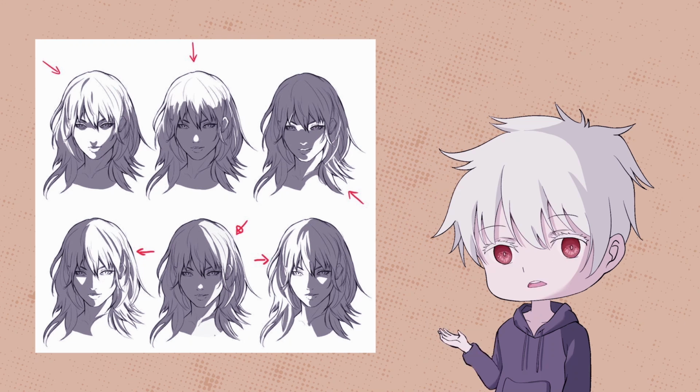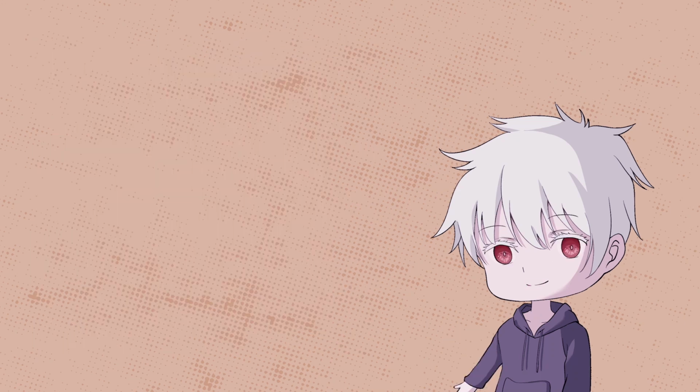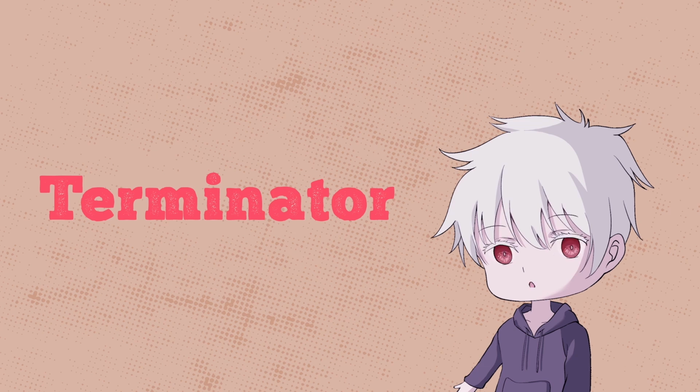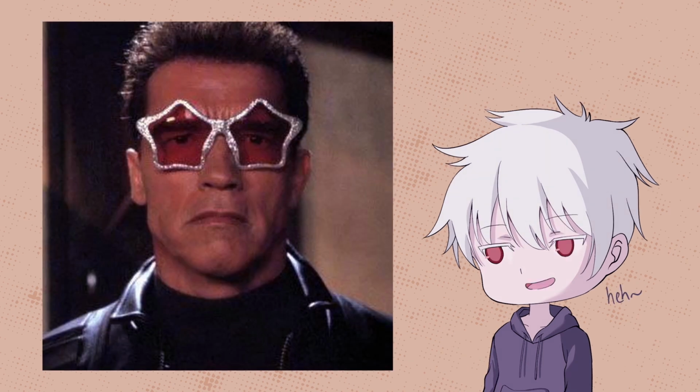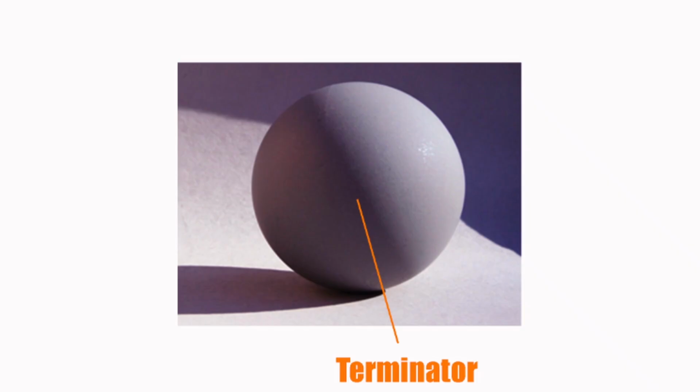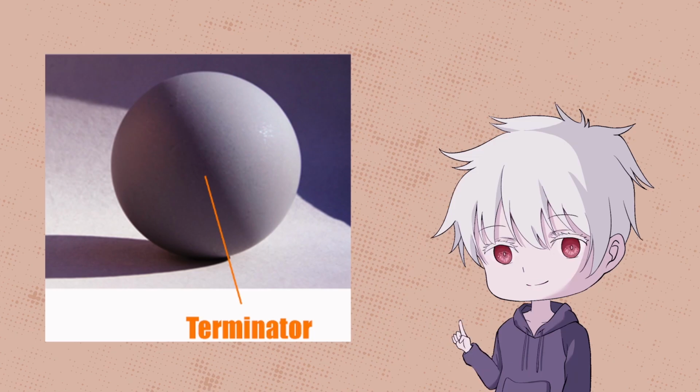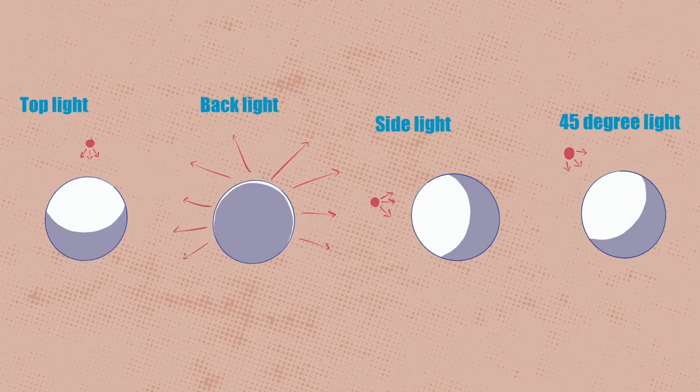Two-tone shading is one of the most basic techniques of shading. To apply this technique, you need to first identify the terminator. No, not this terminator. This one. It's basically the line that separates the light part from the shadow part. Let's take a sphere as an example and apply the two-tone shading on it. Notice how the shadow changes when the light comes from different directions.